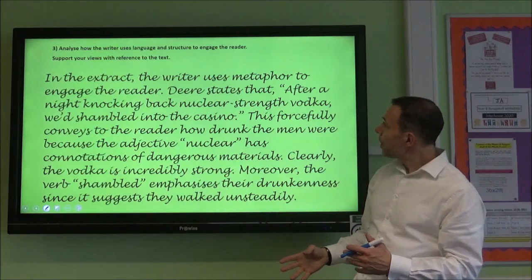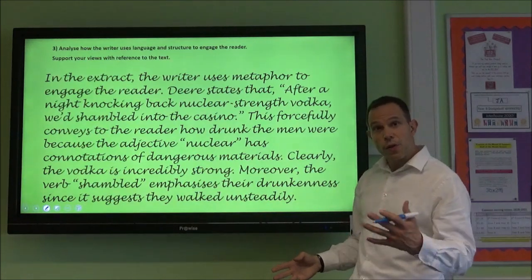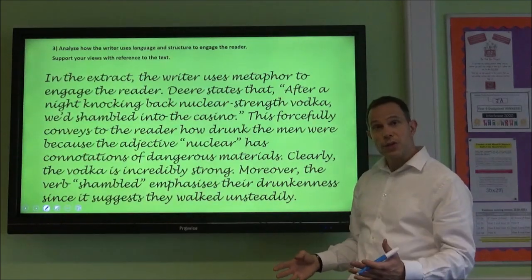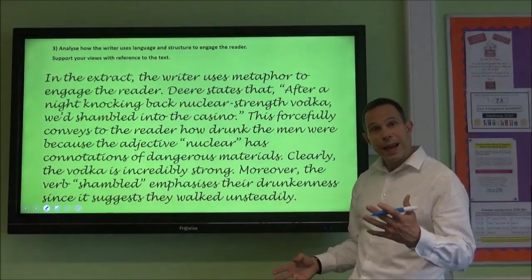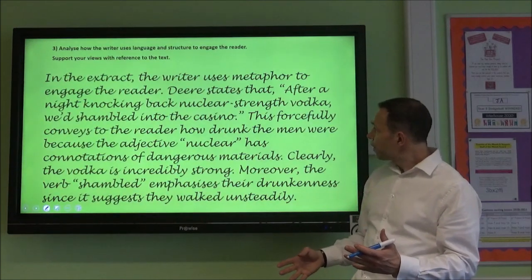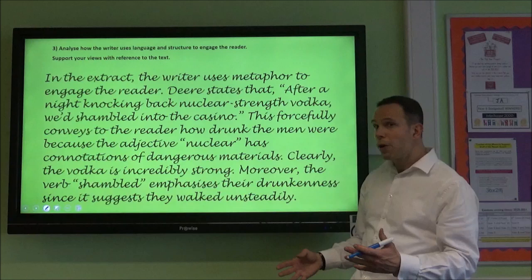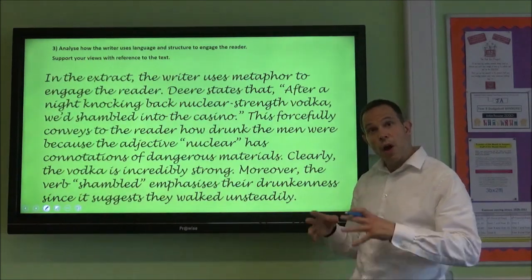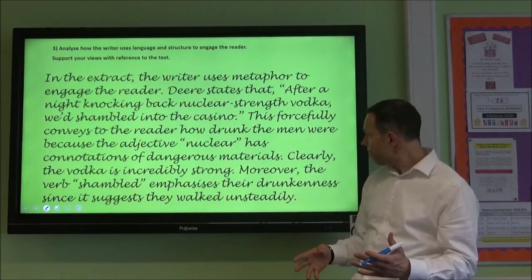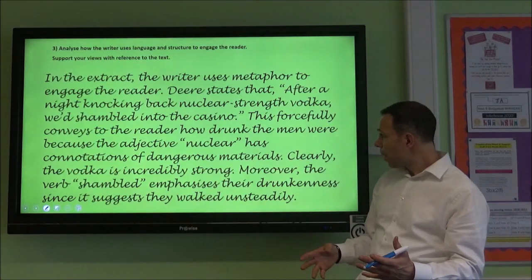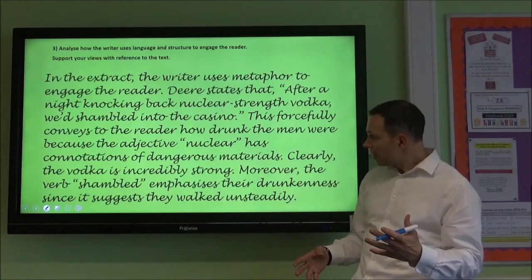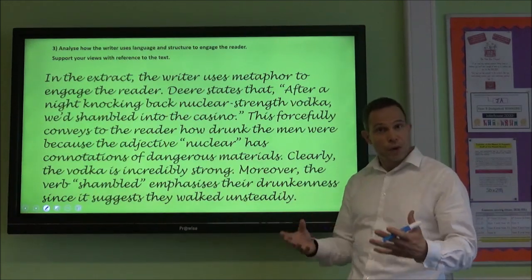In the extract, the writer uses metaphor to engage the reader. Dear states that after a night knocking back nuclear strength vodka, we shambled into the casino. This forcefully conveys to the reader how drunk the men are, because the adjective nuclear has connotations of dangerous materials. Clearly the vodka is incredibly strong. Moreover, the verb shambled emphasises their drunkenness, since it suggests they walked unsteadily.